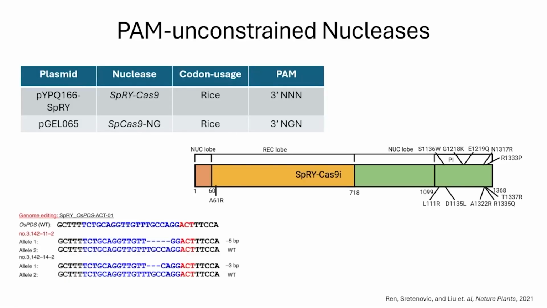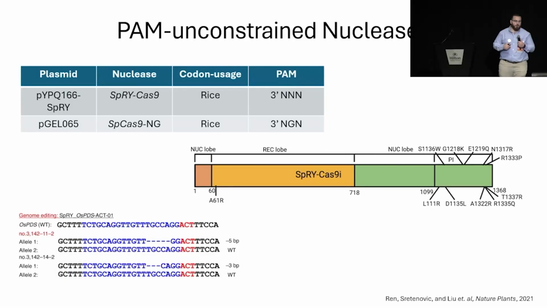And then we also have what we call PAM unconstrained nucleases built off of Cas9. These enzymes have been engineered in labs to interact with non-NGG PAMs. So SpRY, for example, will recognize PAMs of NNN, so any nucleotide, right? And SpG similarly recognizes NGN. This is a result of mutations in the PAM interacting domain of Cas9. There are about 11 mutations here, and these tend to be quite efficient in plants, at least in rice.